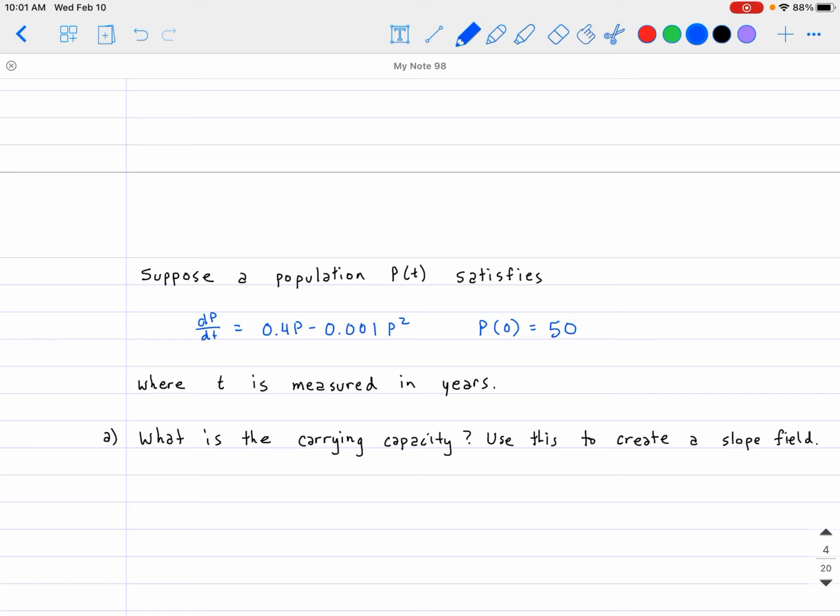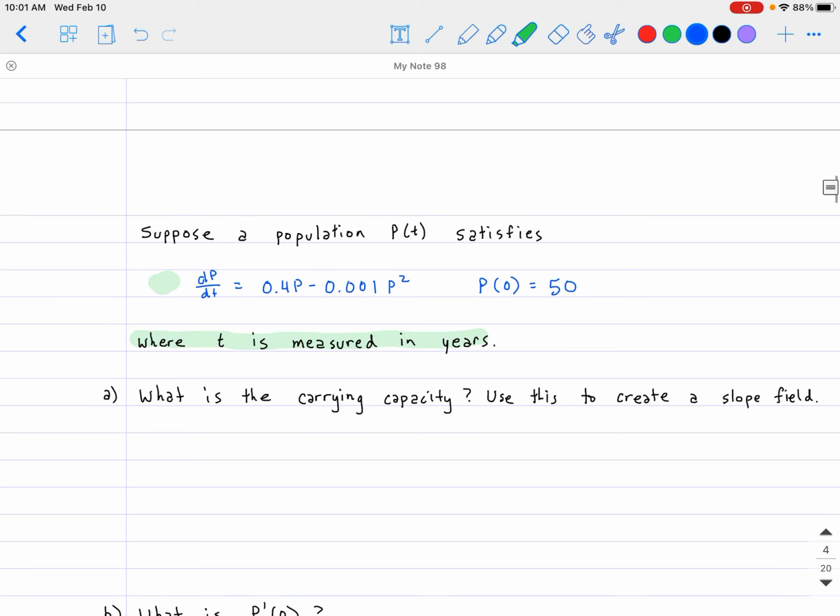Suppose that a population P(t) satisfies the differential equation over here, so dP/dt is given to you, where t is measured in years. So we have everything all set up. We're given the differential equation, and we're given the initial population in this case. I want to know what the carrying capacity is for this equation. Use this to create the slope field. So here, let's see if we can solve for the carrying capacity.